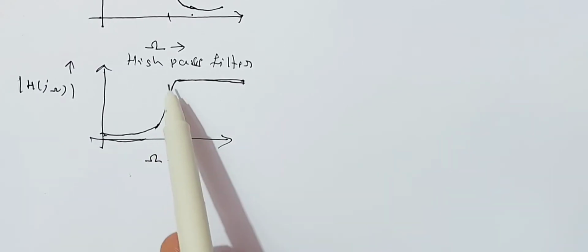In high pass filter, up to certain high frequency, the output voltage is not allowed. It is a stop band. After some high frequency, the output voltage is allowed. Therefore, this is called pass band. Pass band occurs after certain high frequency. This is called high pass filter. You have another type of filter. See, this is the nature of the filter.